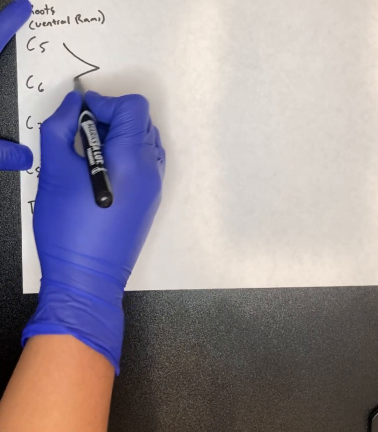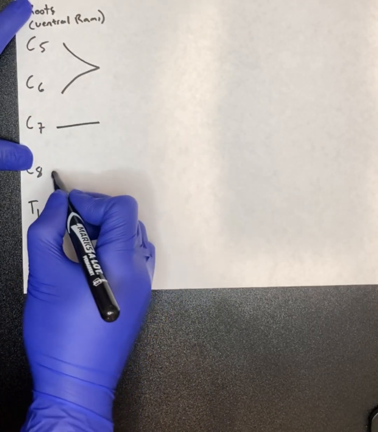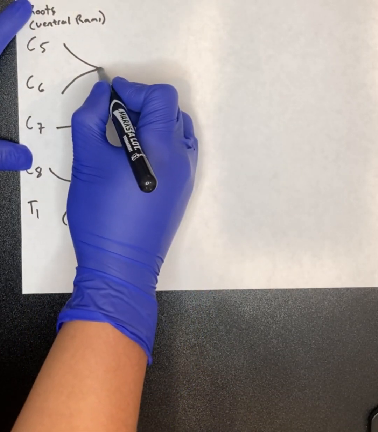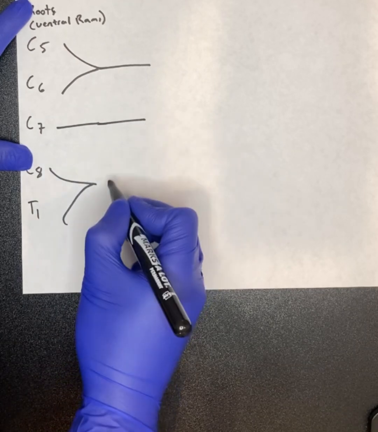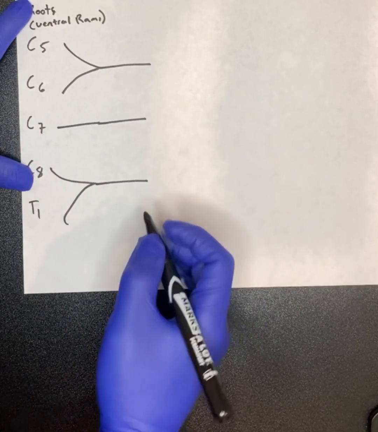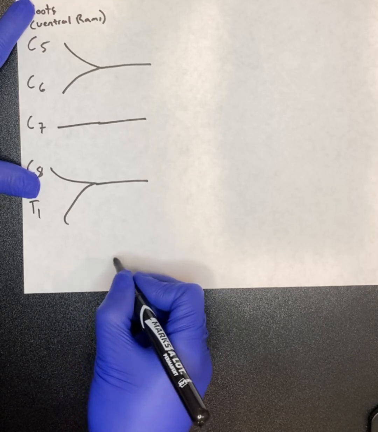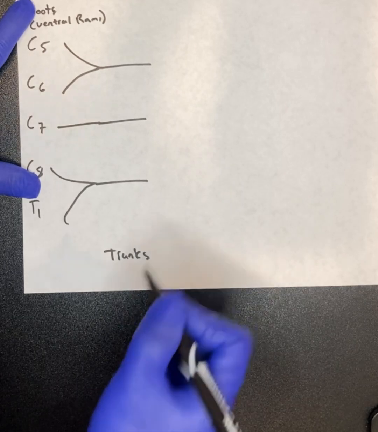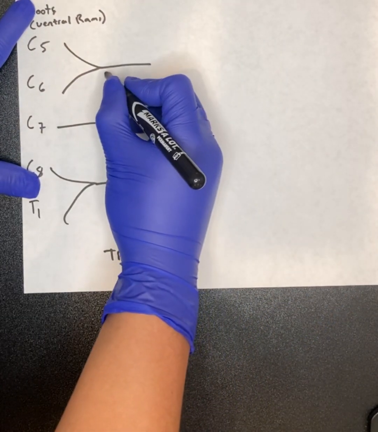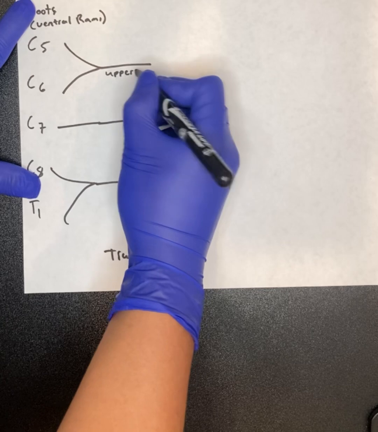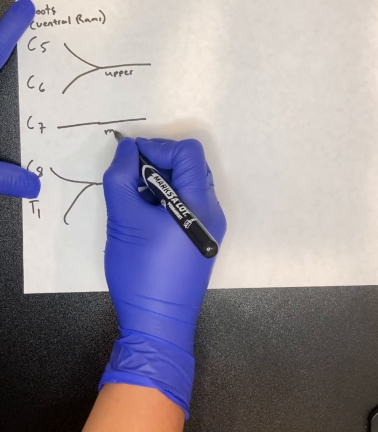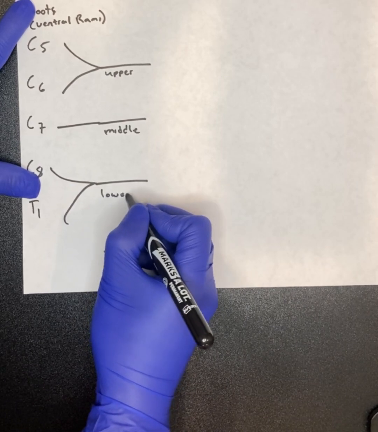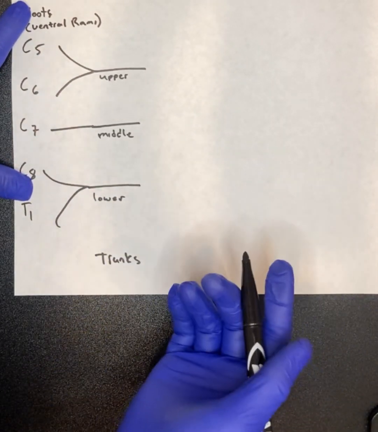Next, we will draw the lines connecting C5, C6, C7 by itself, and C8, T1. These are still the roots. From the roots, we will then draw 3 lines. This will represent the trunks of the brachial plexus. We have the upper trunk, sometimes superior, the middle trunk, and the lower, or again, the inferior trunk.